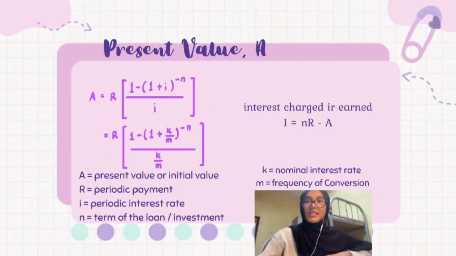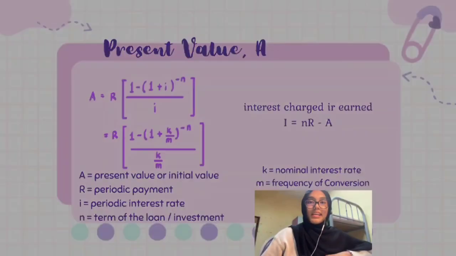The next methodology is present value A. A equals R multiplied by 1 minus (1 plus I) power of negative N, divided by I. So to get interest charged or earned using present value, I equals NR minus A.